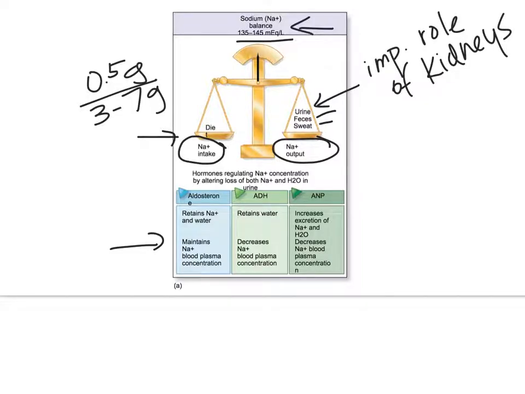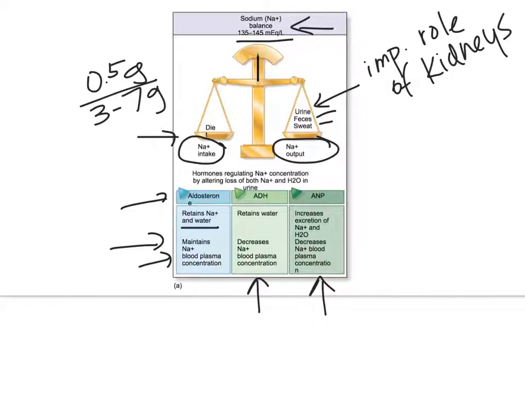Okay, so if you have too much, it's a problem. Now there's three hormones that are concerned with sodium regulation: aldosterone, antidiuretic hormone, and atrial natriuretic peptide. Aldosterone is the salt-retaining hormone. So when we retain salt, we'll retain water, and that's going to maintain the sodium level in the blood plasma.